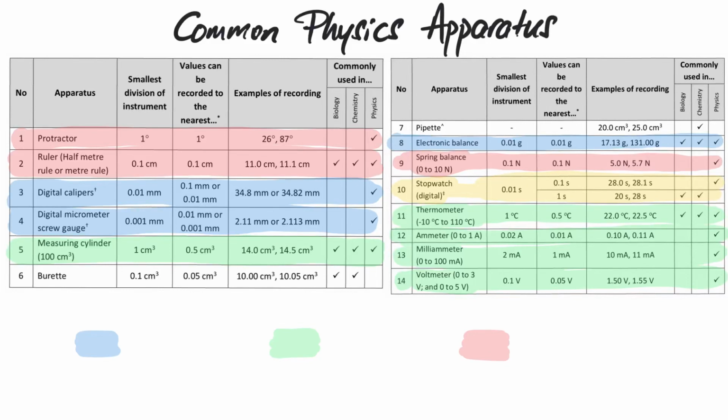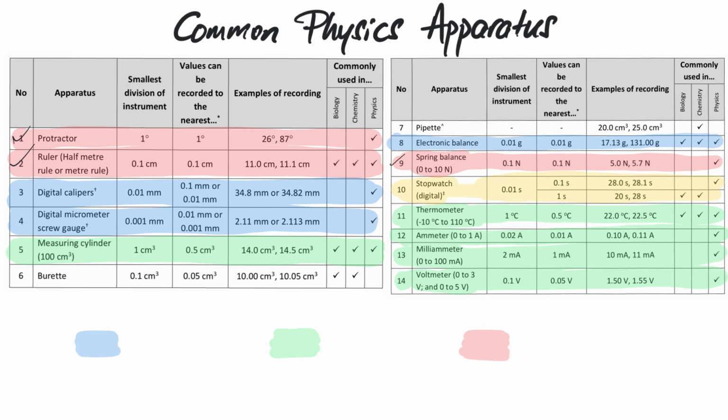In this video, we're going to talk about the common operators that are being used in physics practical, and the second part will be on the data representation in tables. Let's start with the operators highlighted in red: protractor, ruler, and your spring balance.